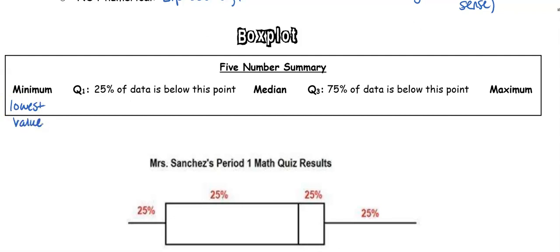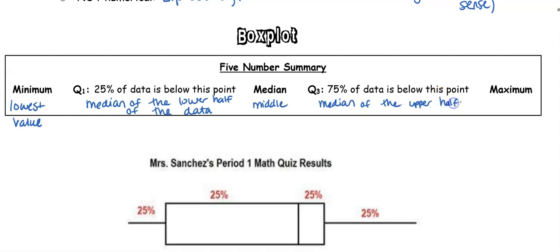Then we have Q1. That is 25% of the data fall below this point. That is the median of the lower half of your data. The median is your middle score. Q3 is the median of the upper half. And the maximum is the highest value.